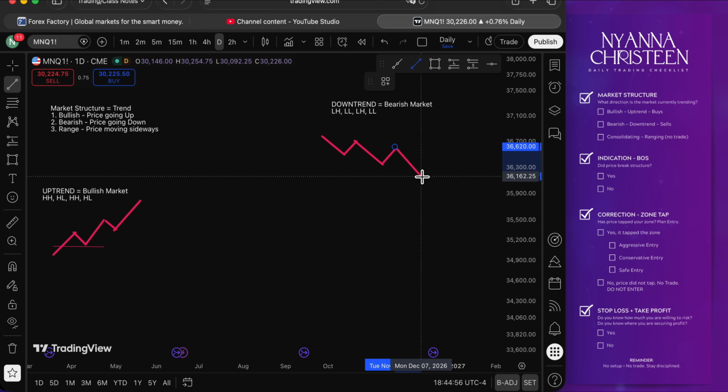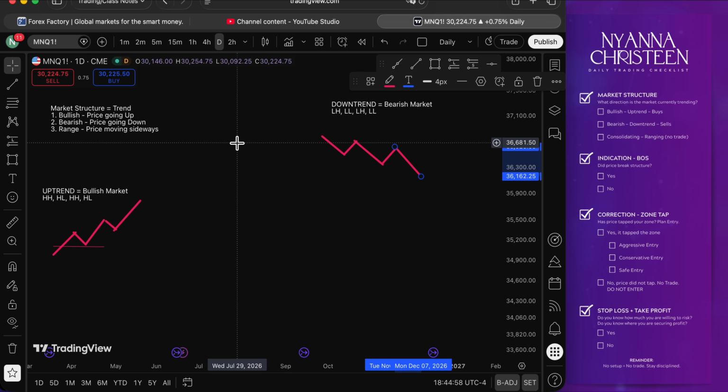Okay, so again, in a bearish market or in a downtrend, we have a high, we have a low, we have a lower high because this high is lower than this previous high. Then we have a lower low because this low is lower than this previous low. And then once again, we have a lower high and then a lower low.